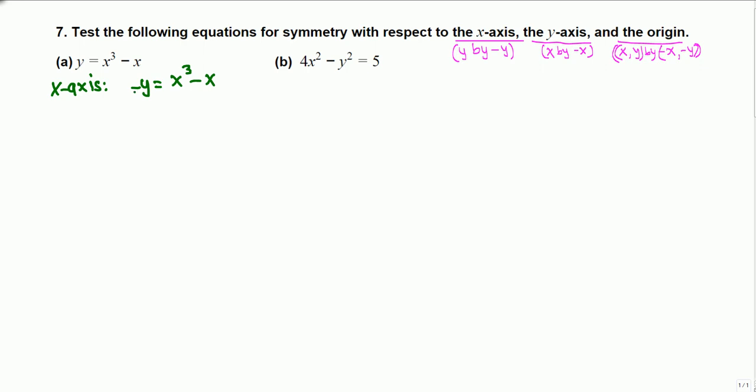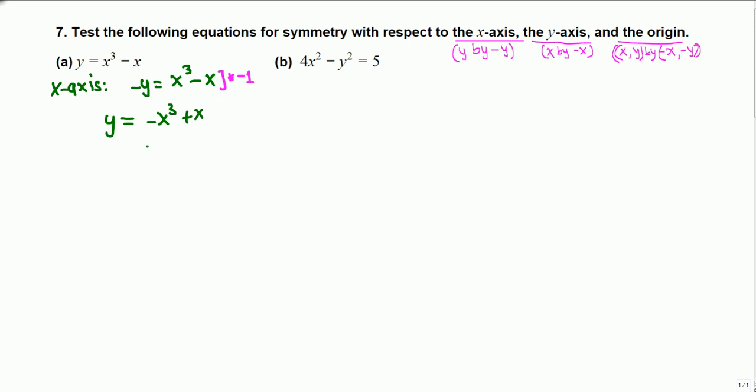To get rid of this negative, we multiply both sides by negative 1, or we could have divided by negative 1 as well. Negative 1 times negative y is y, which is what we want on the left. Negative 1 times x cubed is negative x cubed, and negative 1 times negative x is plus x, basically distributing negative 1. And this is not the original equation. The original equation has x cubed minus x, and we got negative x cubed plus x.